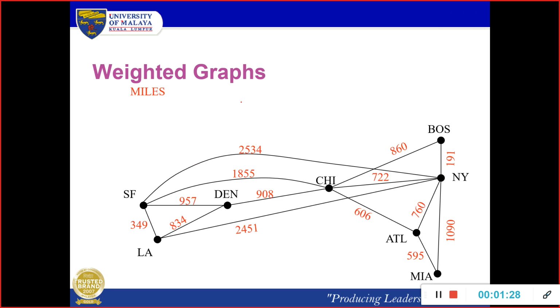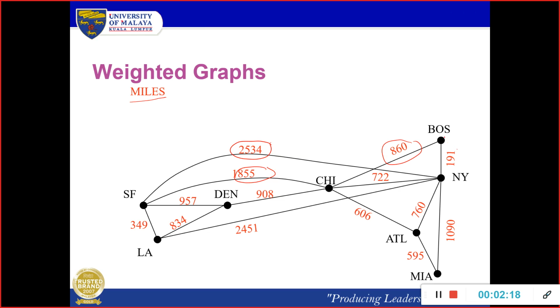So in this weighted graph, of course, this is based in the USA, so you use miles. San Francisco to New York is 2534 miles, or in kilometers, I think times 0.6, something like that. And from San Francisco to Chicago is 1855 miles, and so on. This is all the weightage. The good practice, if you want to draw a graph with a weightage, is to try to draw it to scale. I mean, the heavier the weightage, the longer the edge will be. That's a good practice.